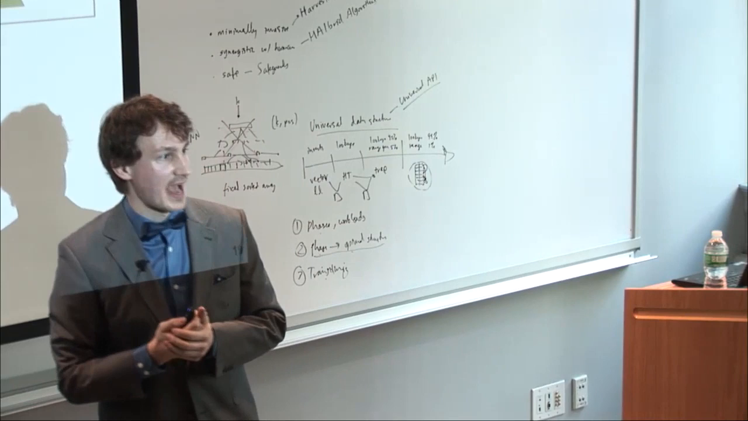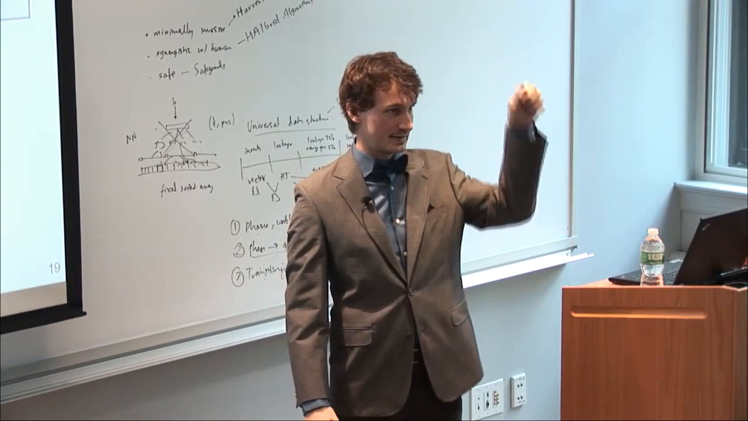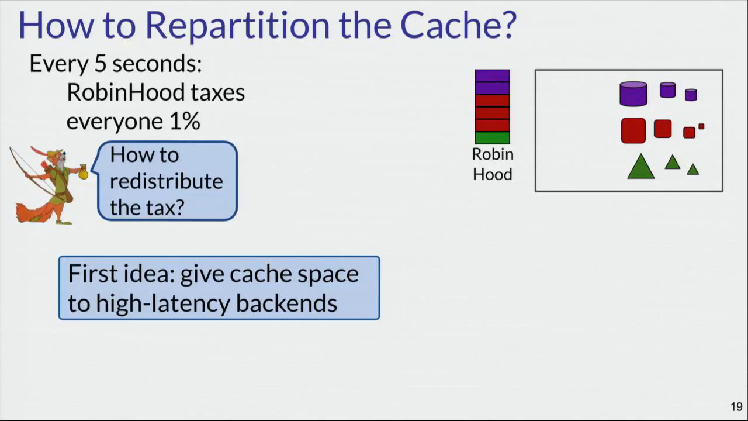Okay, so how do we redistribute the cache? Well, if you remember, we had this graph before with these P99 latency spikes. A pretty reasonable idea would be to give this tax, give the cache space, to the high latency backends. Does that make sense to you? Seems like a pretty good idea. Well, unfortunately, that turns out to not work well in practice.